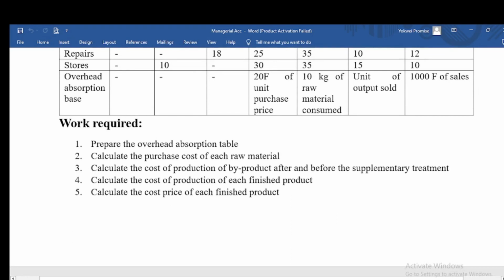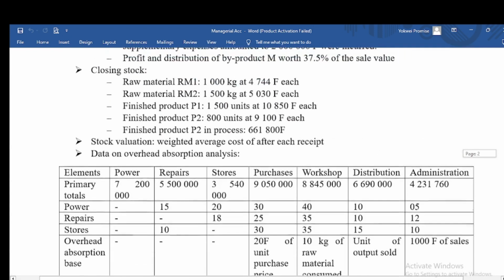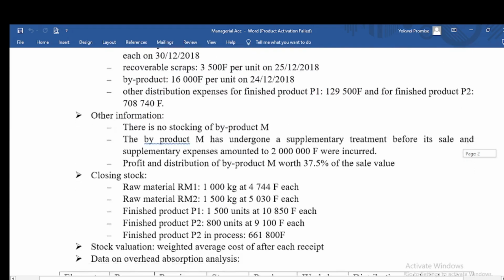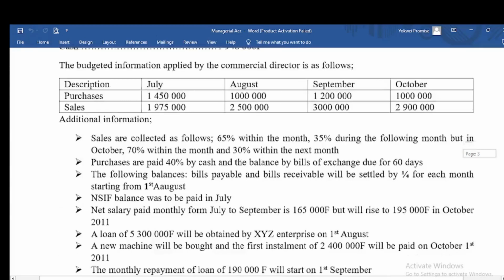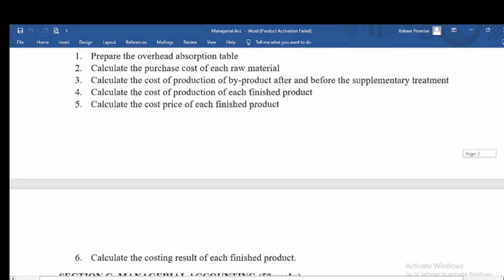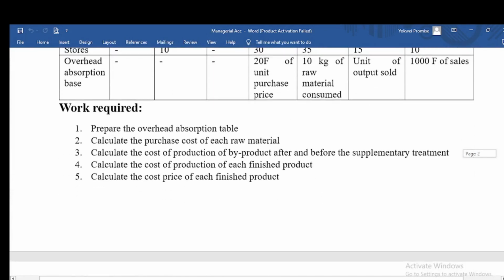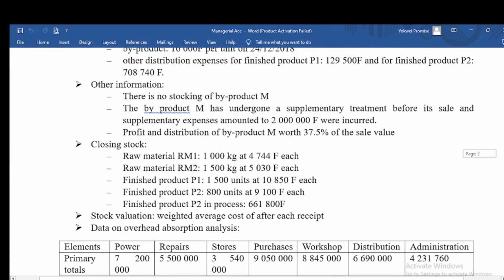All right. They say we should calculate the cost of production of the byproduct after and before the supplementary treatment. Okay, let's see how it goes. So looking at the question, we'll just be a bit fast. Byproduct after and before supplementary treatment.